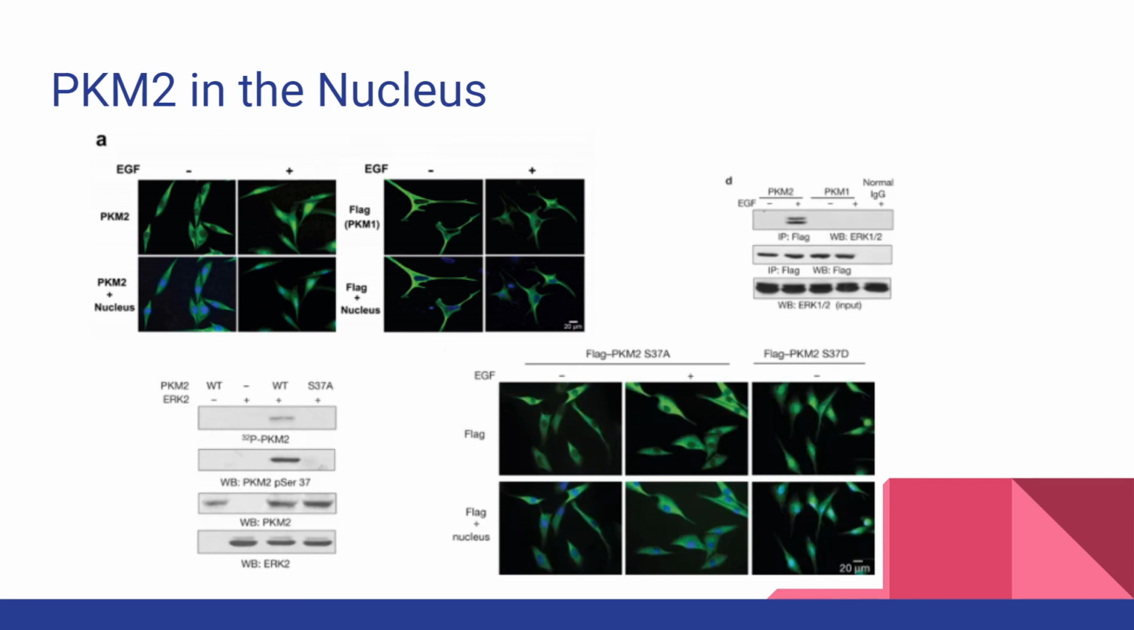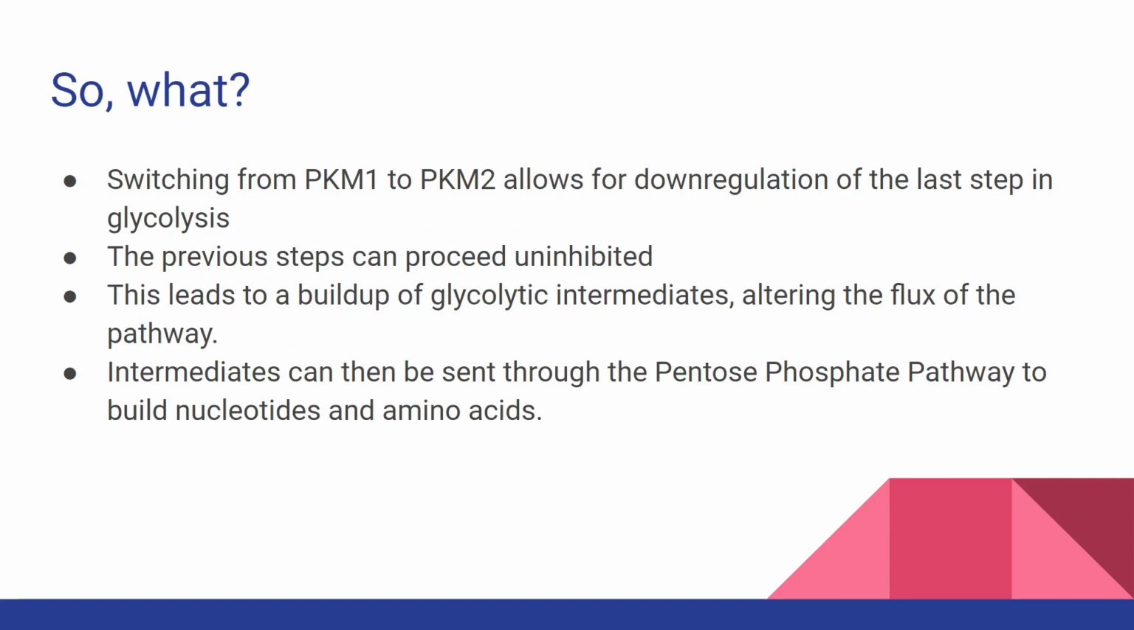So, why does any of this matter? Well, when you stop the last step of glycolysis, you're not stopping any of the steps above it. This changes the flux of the system, making moving intermediates down the pentose phosphate pathway to produce nucleotides and amino acids very favorable. These are absolutely critical for a cell rapidly dividing.